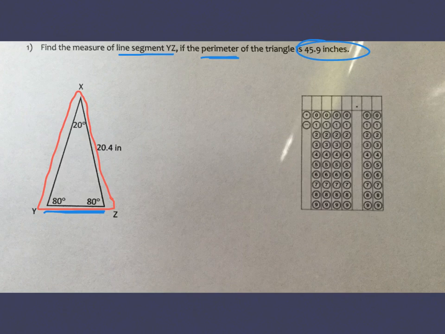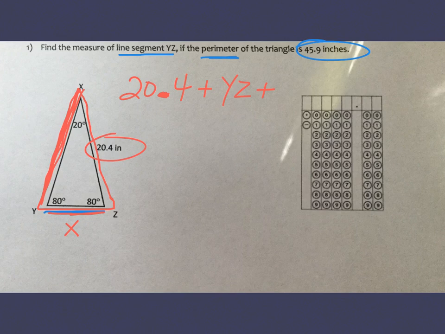So we know we have 20.4 right here, 20.4. We know that YZ is an unknown. We don't know the length of that side. So we're going to call that, well, we'll call it YZ. Why not? Okay, YZ. Plus this side right here, XY. They didn't tell us the length, but do you remember how we could figure that out?